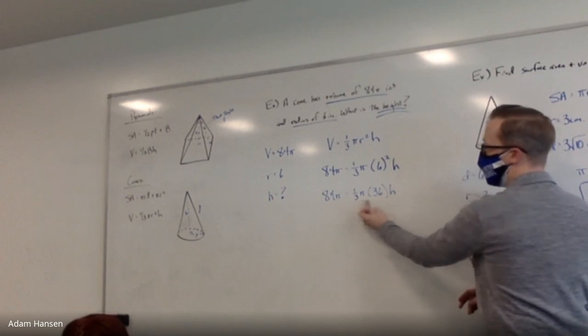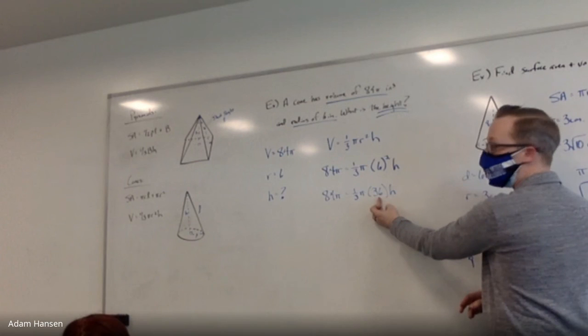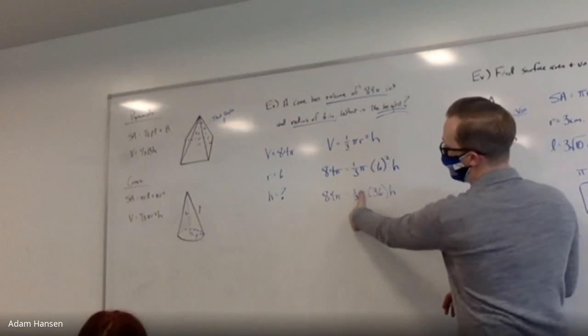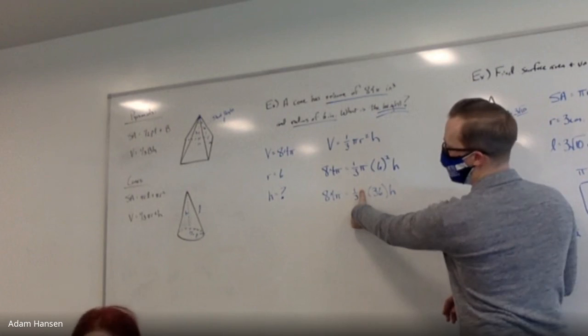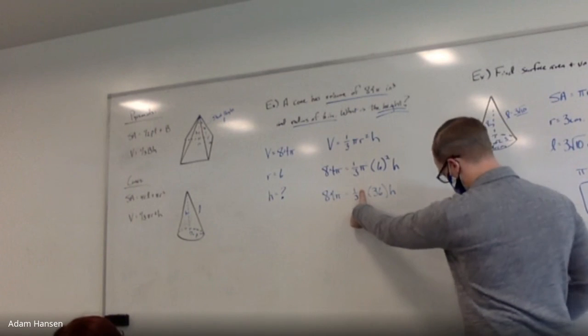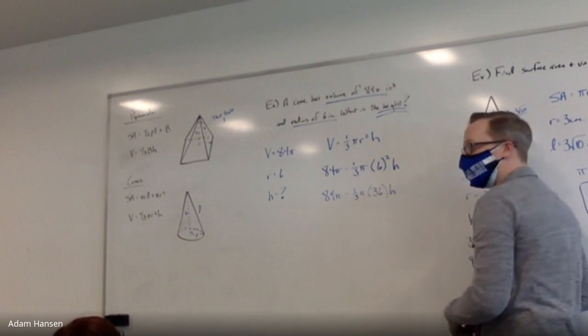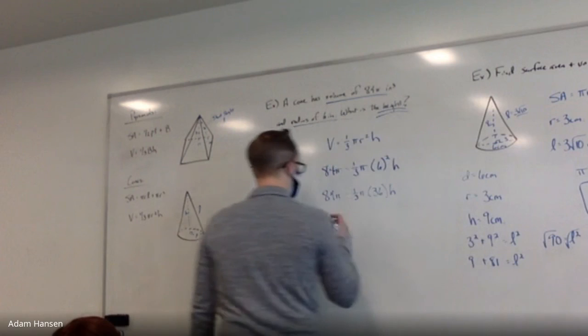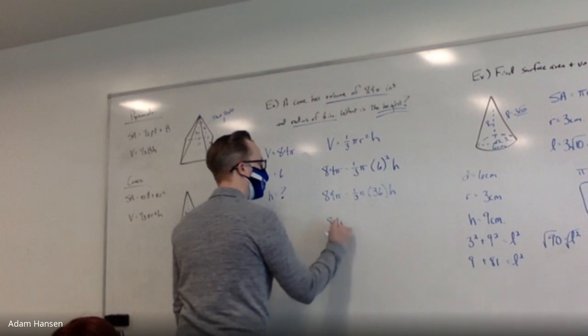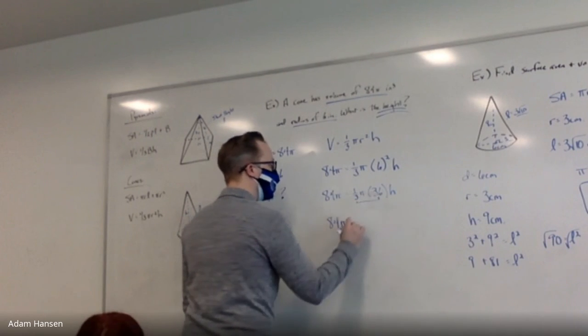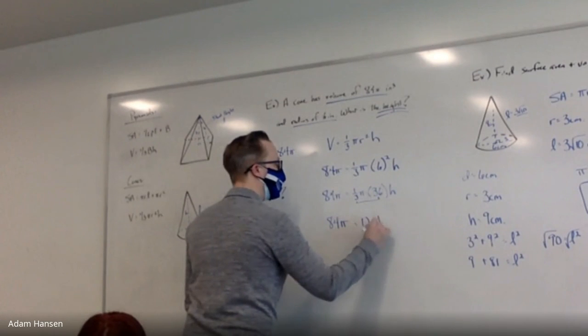What's 1/3 of 36? Imagine that the pi is not there. Multiply everything else. What's 1/3 of 36? 36 divided by 3. 12. Combine those two, I'll get 12 pi times h.